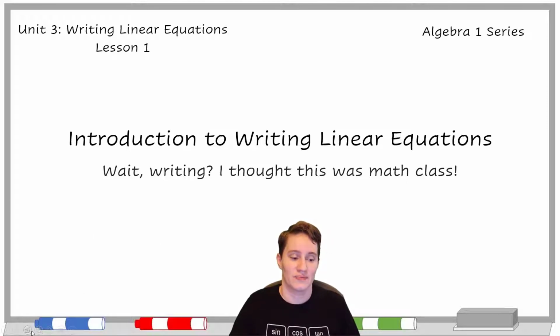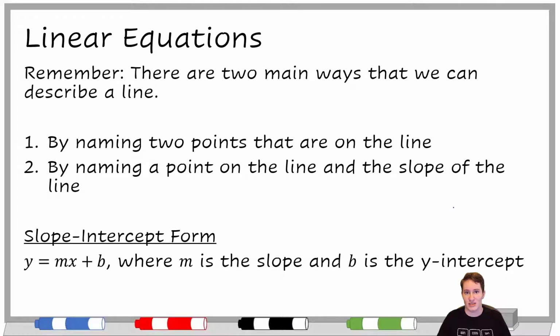Let's get started. Remember some things about linear equations. There are two main ways that we can describe a line so that we would know that we were talking about the same line. One is by naming two of the points that are on the line. There's a theorem in geometry that any 2 points can form a distinct line.